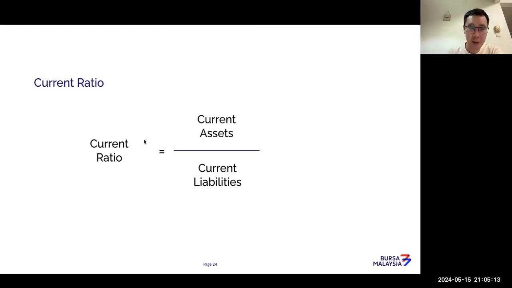So guys, type in the chat box. Where on earth do you get a stock's current asset and current liability? Where do you find this information? Type in the chat box if you know. See whether or not you are well versed with this. Okay, so Albert says BS. It stands for balance sheet. Correct. So it's a balance sheet, the statement of financial position. Yes, that is actually correct. That is actually where you get this kind of information. So very good.